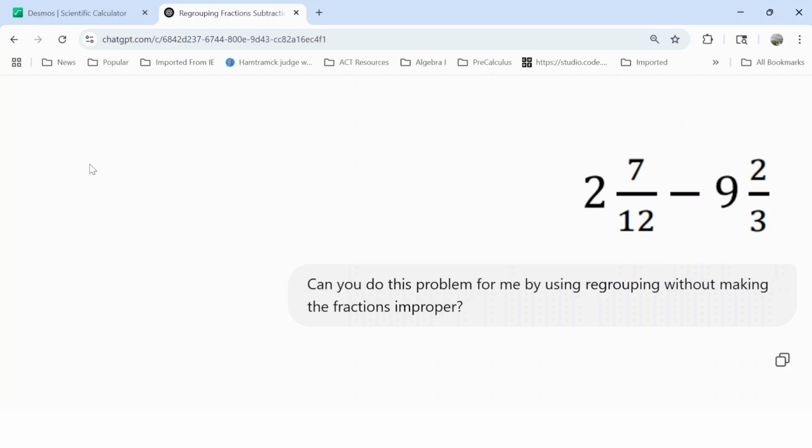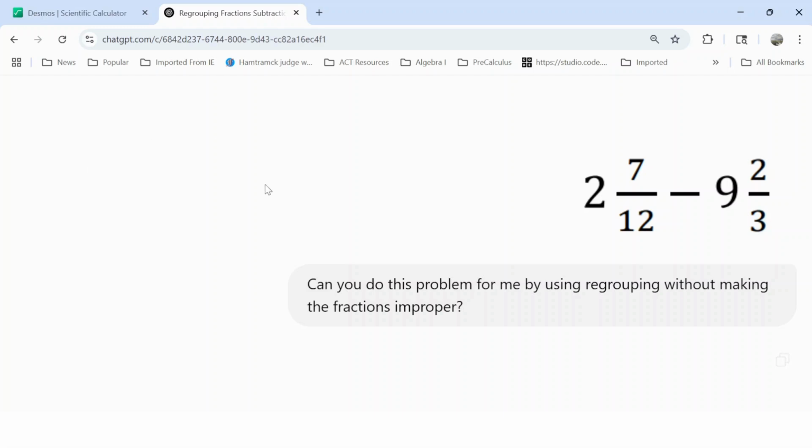Okay, here's a problem that I ran into while I was tutoring a student, and I want to show you that the mistake the student made is the same mistake that ChatGPT makes here. So I gave it this prompt. Can you do this problem for me by using regrouping without making the fractions improper? So we have 2 and 7/12 minus 9 and 2/3.